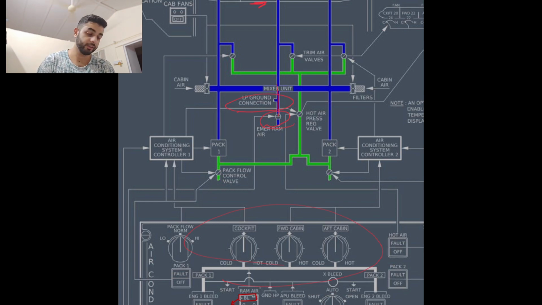Pack schematic. Now how does this pack run will be your next question. Now remember this emergency ram air out here which I told you, this is an emergency ram air. The packs themselves also have a ram air, so technically you have 3 ram air inlet flaps.